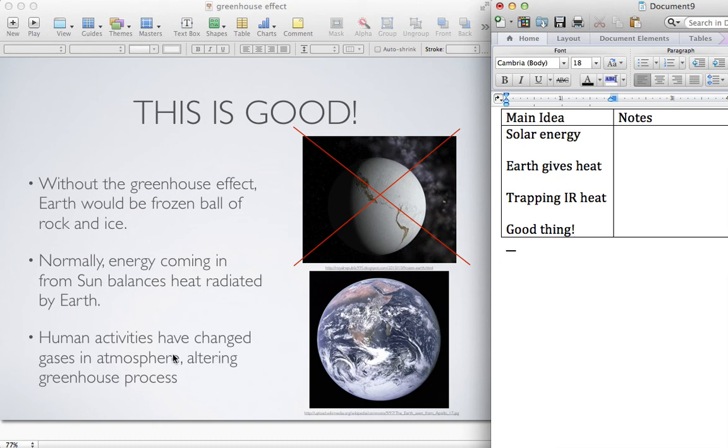And we call that global warming or climate change. And we'll look at that more next semester. But the greenhouse effect on its own is very good. We get this, a nice warm blue planet, as opposed to this, a snowbally, frozen, cold planet.